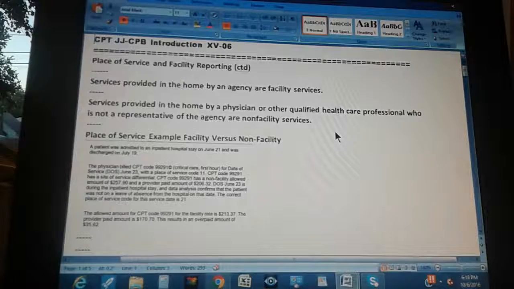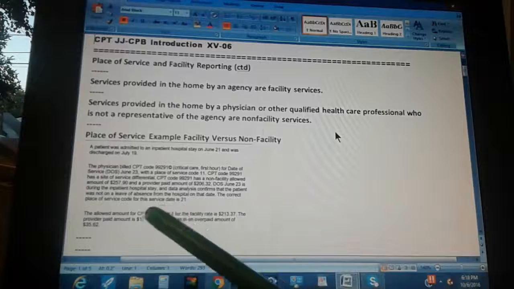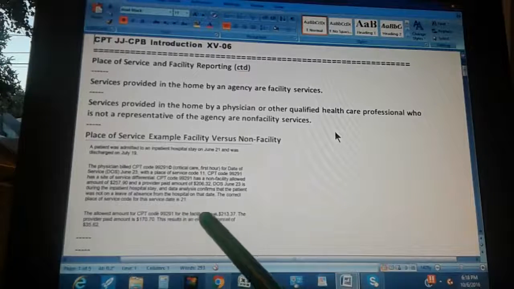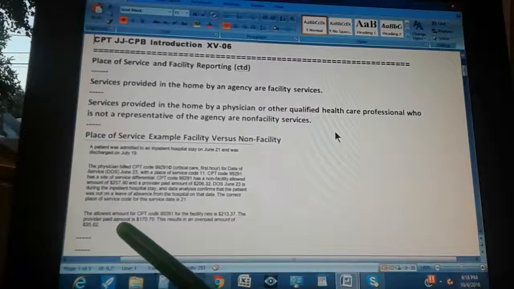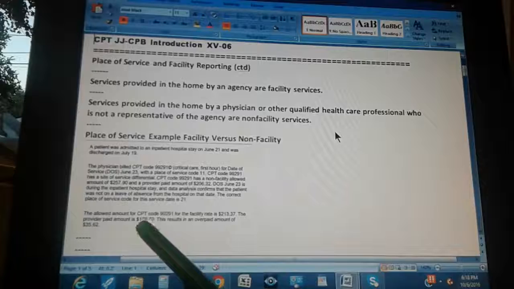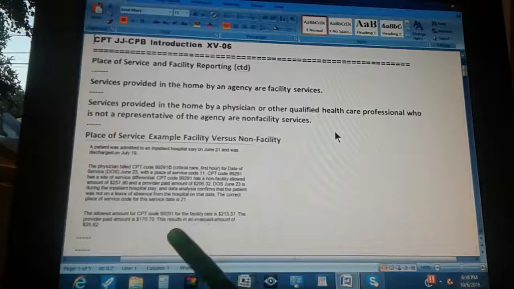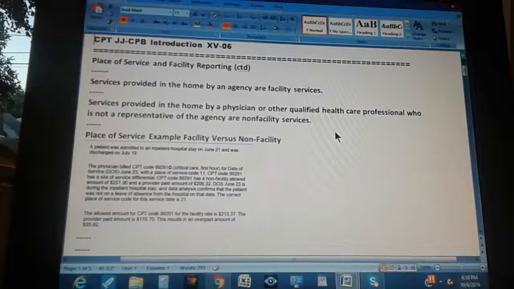The payment is more if it's a facility. You see, in this example, you read this example, but at the end, it says for the facility rate, they pay $213, right? For the non-facility rate, that would be only $170. So the difference is because one is a facility service, and the other one is a non-facility service. Okay? So that is our theory for today.